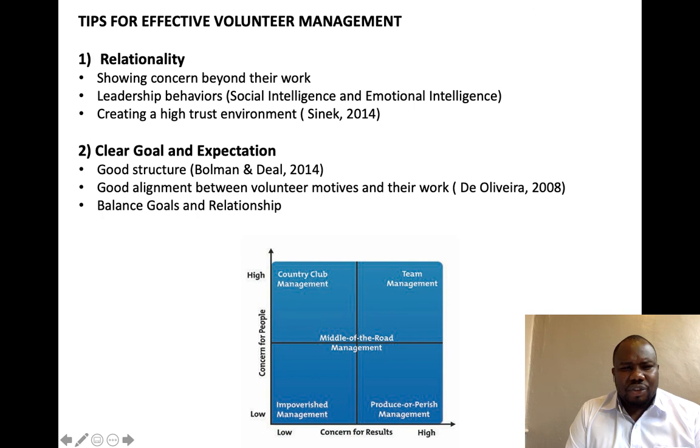And there's also a need to ensure that there's a good alignment between volunteer motives and their work. Oliver 2008 advocates for a connection between the passions and what volunteers love to do with the work that they are given. Making sure that this alignment is there is very important in effective volunteer management. Then there also has to be a balance between goals and relationships. So pursuing goals alone is not effective.